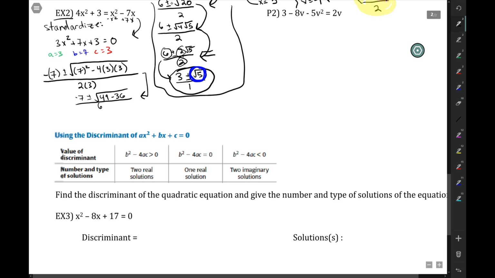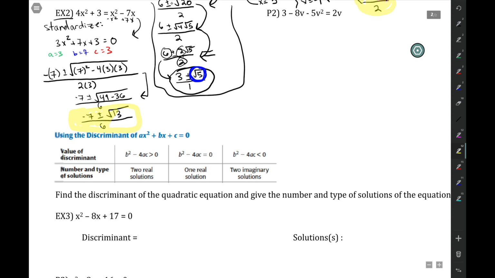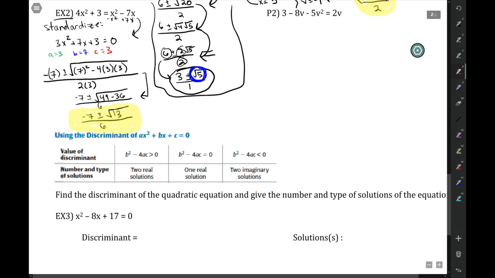And taking our root a little bit further, we have the square root of 13 plus or minus negative 7 all over 2 times a, would be 6 still. And honestly, as ugly as this one is, this is your final answer. Okay, so if the radical sign is hanging out there, you don't need to break it down like we did in P1. You can just kind of let it go. Okay, so that is another example.